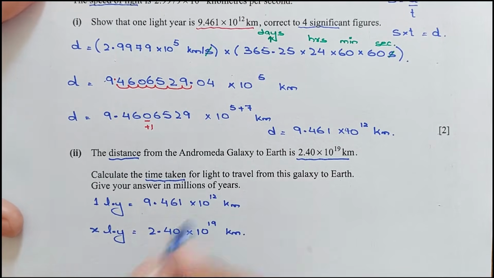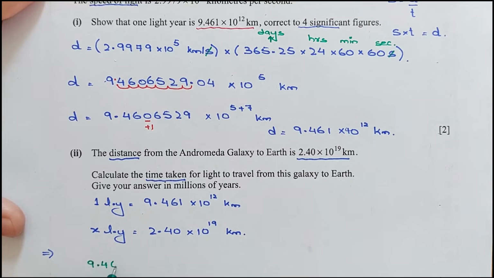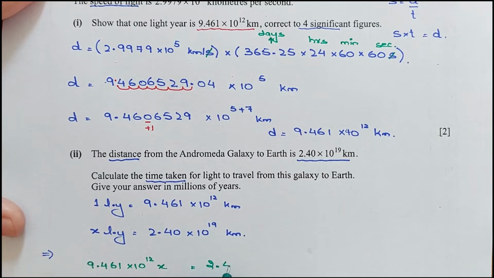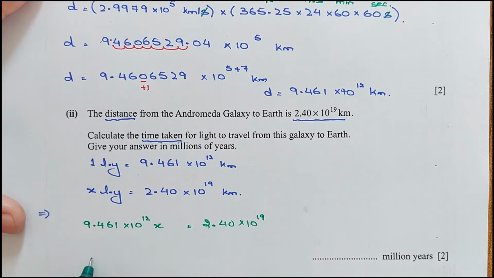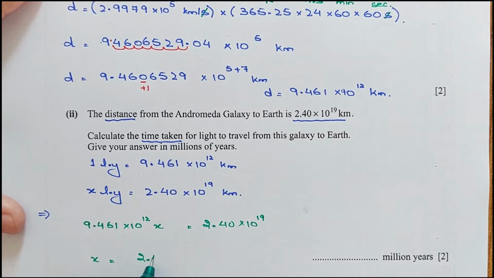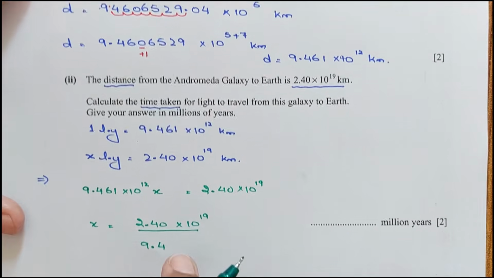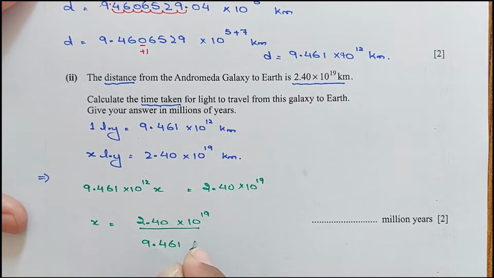Now let me do the cross multiplication. So the cross multiplication leads us to 9.461 times 10 to the power 12 x. This is going to be 2.40 times 10 to the power 19. Kilometer is cancelled with kilometer. So what is x? x is going to be 2.40 times 10 to the power 19 divided by 9.461 times 10 to the power 12.